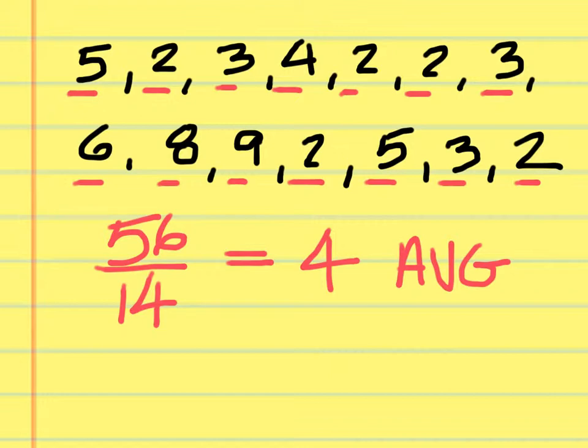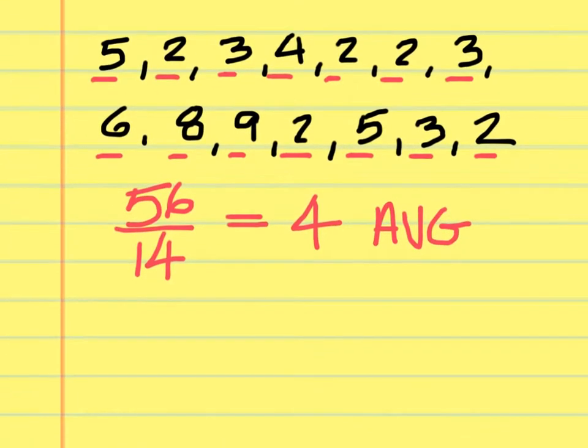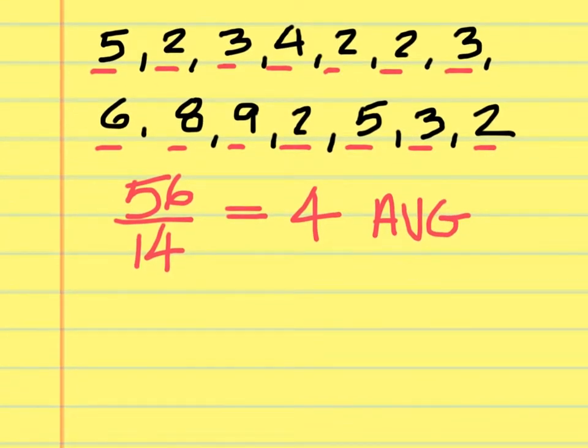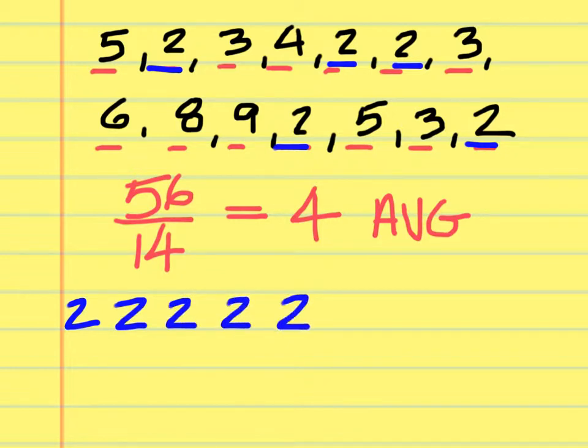The next thing is the median. What must I do first before I can find the median? We have to put these in order. What's the lowest number up there? 2. And we have 1, 2, 3, 4, 5 twos. So we'll go 2, 2, 2, 2, and then 2. What's the next highest number? 3. So we have 1, 2, 3 threes.